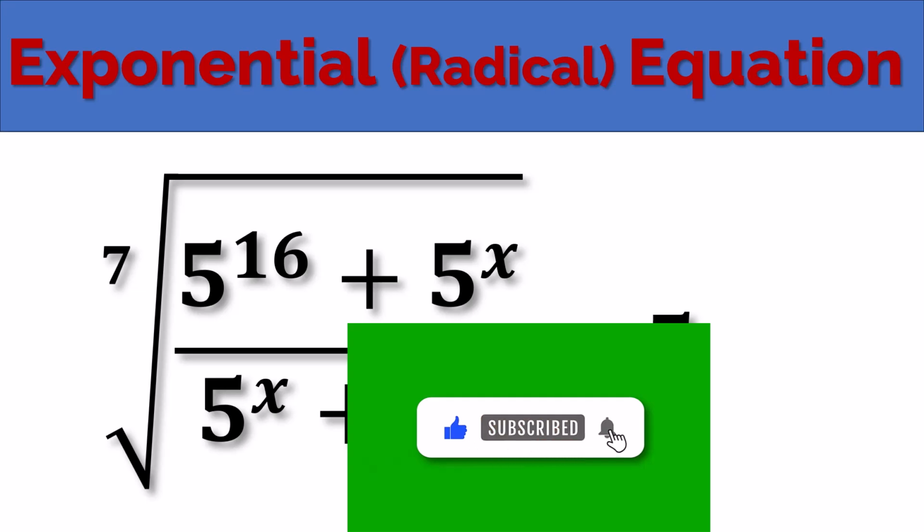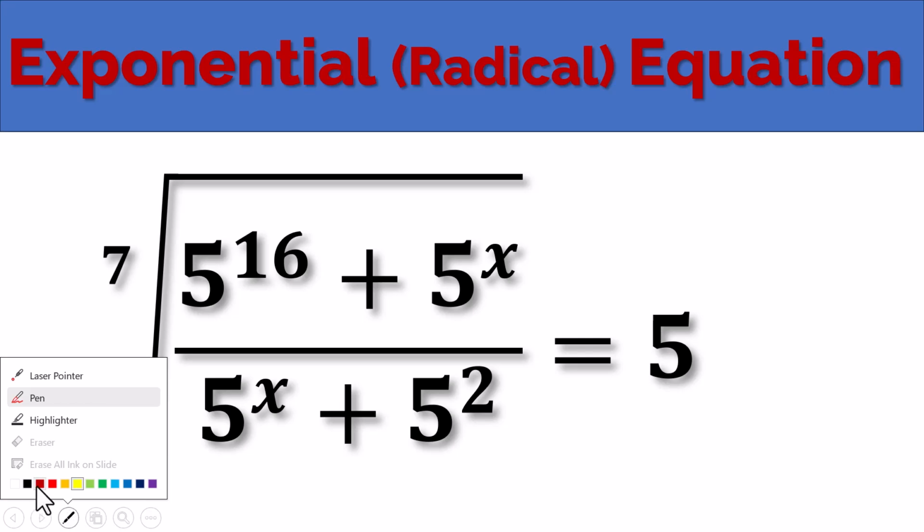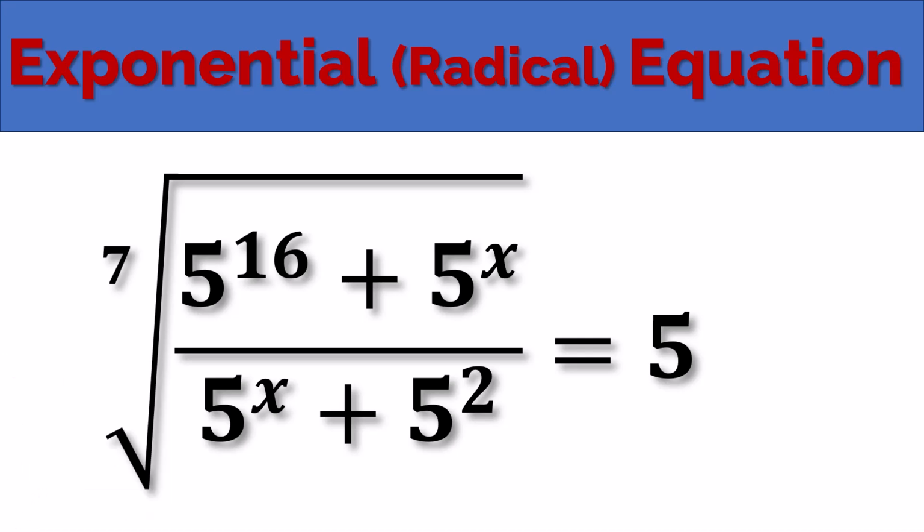Alright, let's look at this exponential radical equation. So we have the 7th root of (5 raised to 16 plus 5 raised to x) over (5 raised to x plus 2) equals 5. Okay, so let's see what we can do here.